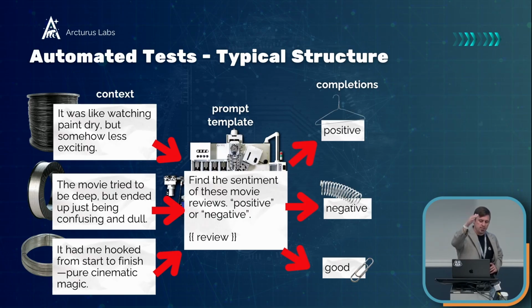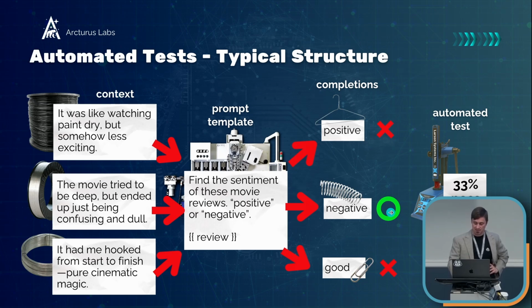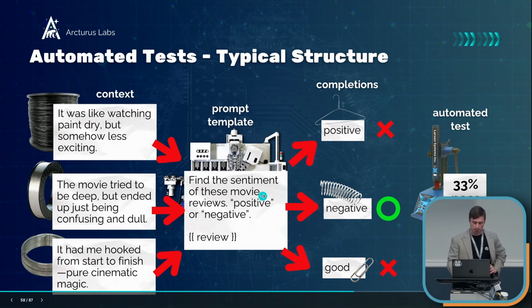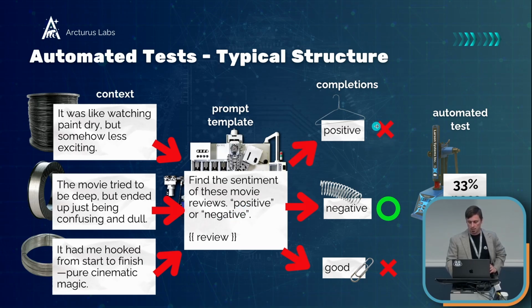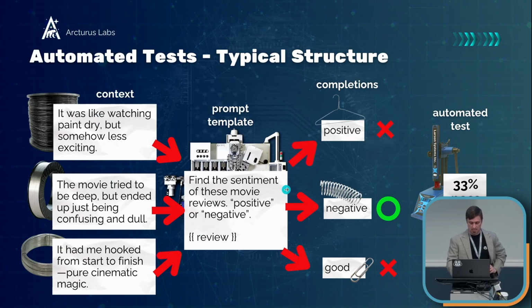And then once you run each one of these pieces of context through the template, you have outputs. The first one is positive, and the second negative, and the third good. The first one is wrong because it got the sentiment opposite. The second one is right because it got the sentiment correct. And the third one is wrong because even though it got the sentiment correct, it used the wrong word. And so all this information is what you actually stick into the automated test. The automated test is not any individual one of these. The automated test is the thing that runs this entire suite and says, okay, well, today you have a 33% pass rate.